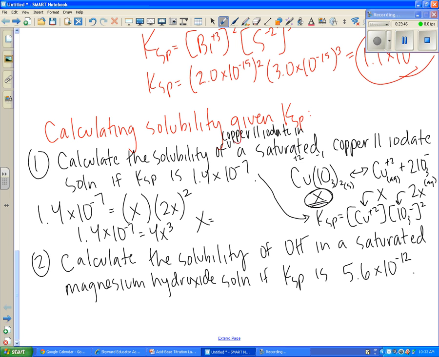What is X? 0.0033 molar, or moles per liter. So the solubility of this is 0.0033 moles per liter. That means you can dissolve 0.0033 moles in every 1 liter.